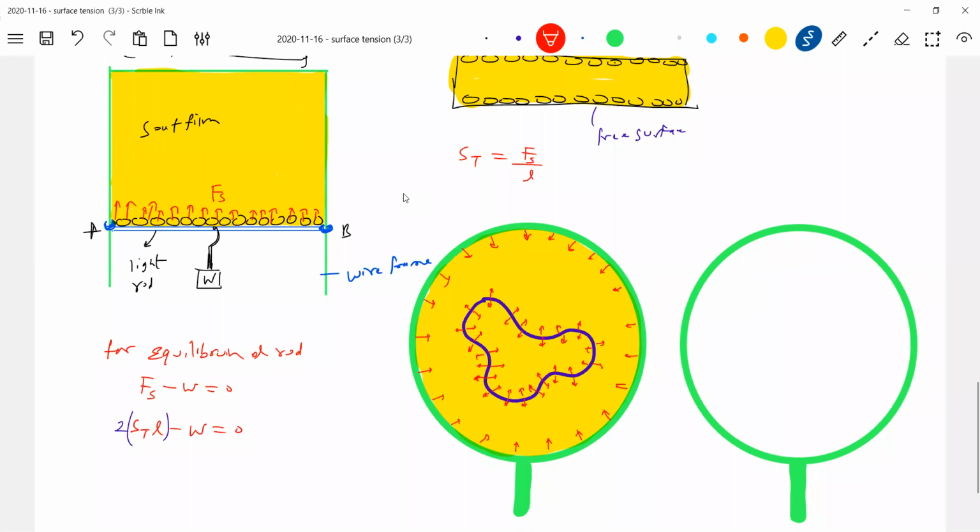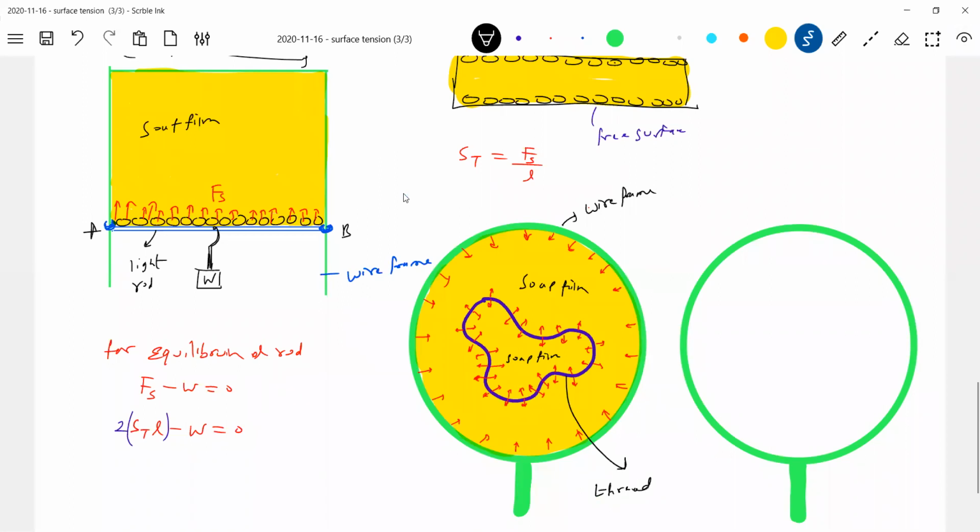So what is this? We'll categorize all things. This is the wireframe, and this is the soap film. And what about this? This is the thread, in the form of a loop. The state of the thread will be like that only.